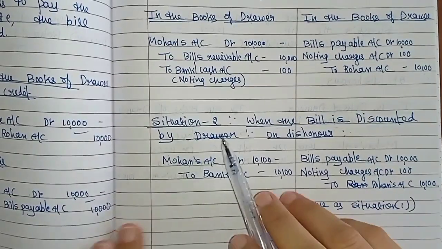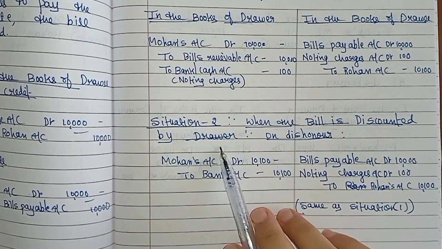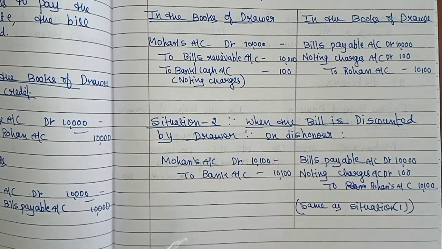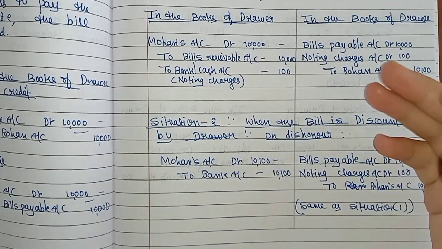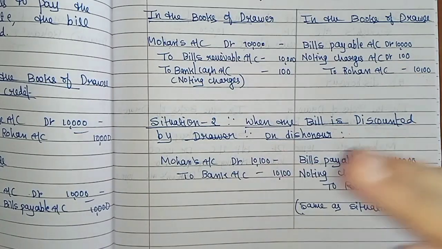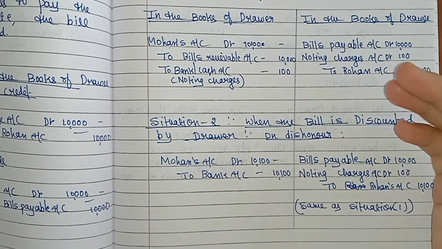Now let's see the second situation. That is, the bill is discounted by drawer. When the bill is discounted by drawer, this is the second case. If the bill is honored, what is the journal entry? Bank account debtor, discount account debtor to bills receivable account in the books of drawer.